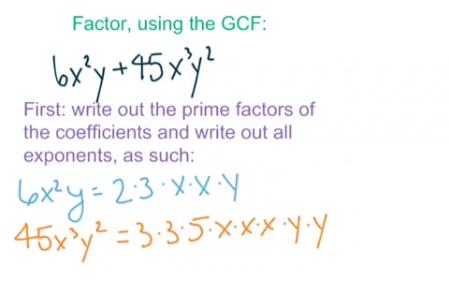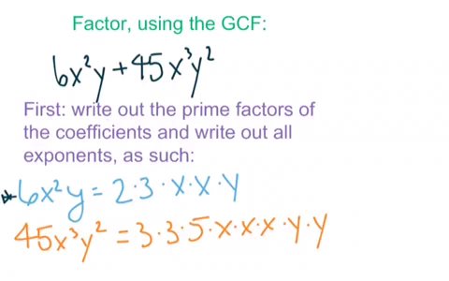Alright, so factoring using the GCF, the first thing we're going to do here is write out all of the prime factors of first the coefficients, then writing out all of the exponents of the variables. So, our first polynomial here is 6x squared y plus 45x cubed y squared. Okay, if you see down here, I've simply just written them out in their prime factors. So, prime factors of 6 are 2 times 3. I have x squared, so that's why I have x times x, and I have 1y, so there's 1y there.